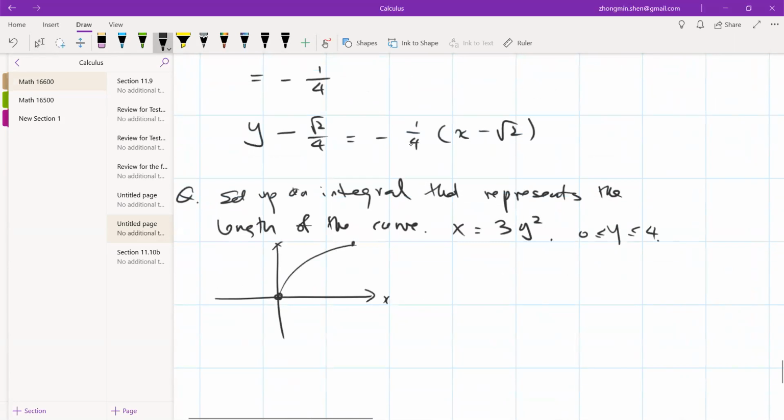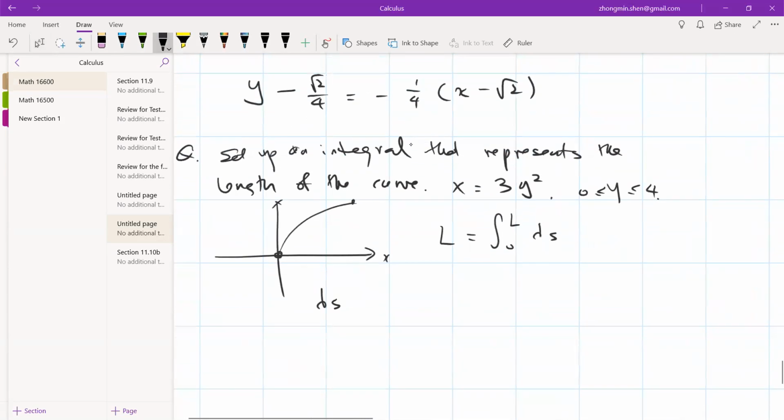So what is the formula? I only memorize this one formula, the arc length formula. Then how do I figure out ds? ds is going to be the square root of dx squared plus dy squared. And which variable should I use? I think in this case I should use the y variable, so I take dy out, because it's easier to find the derivative of x with respect to y. If you are given y equals f of x, then you take a dx out.